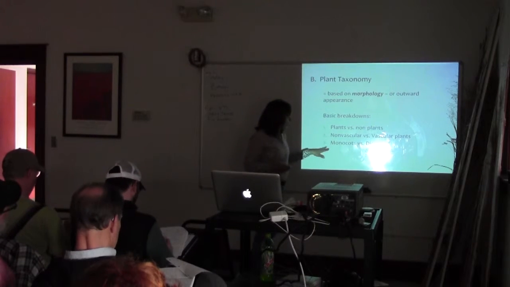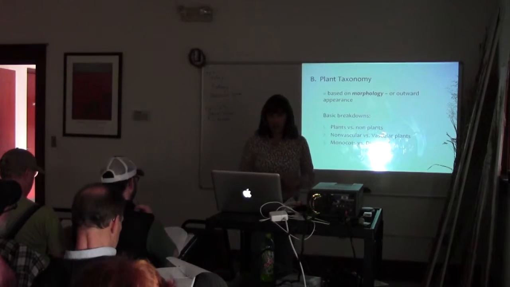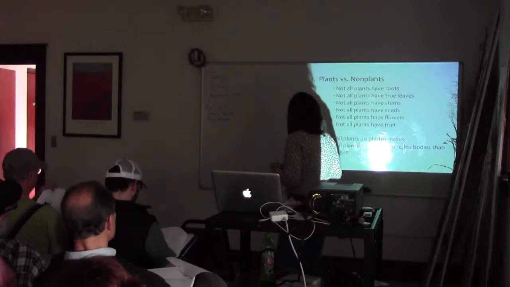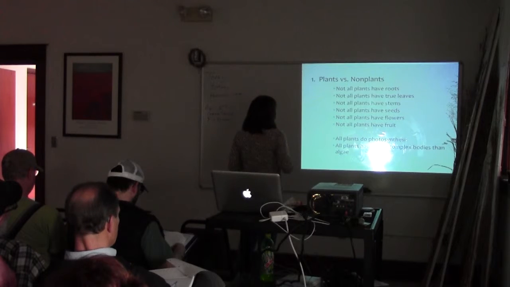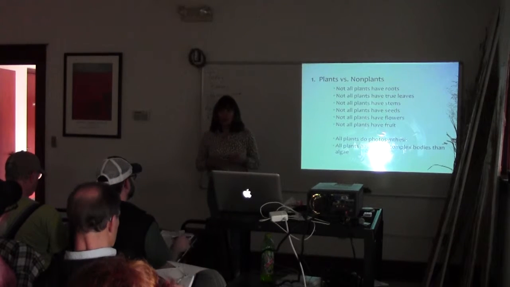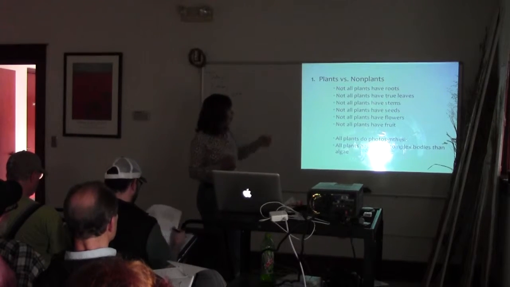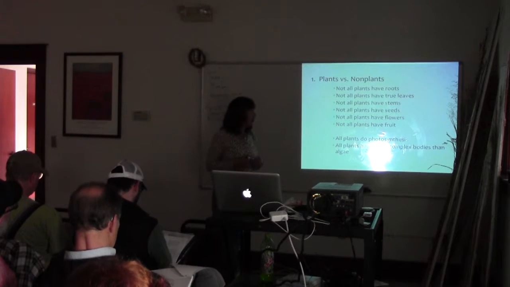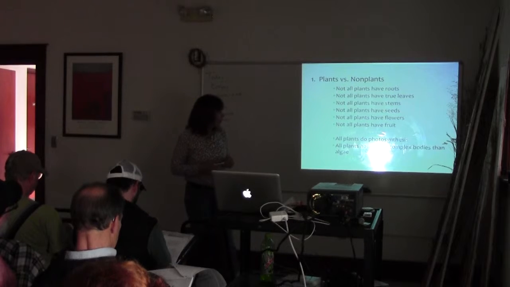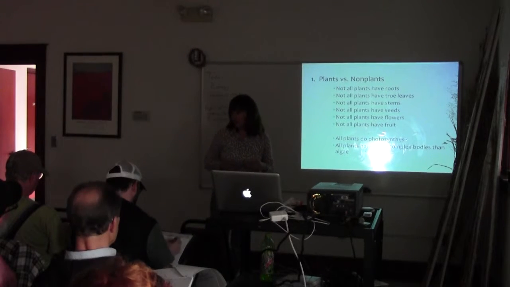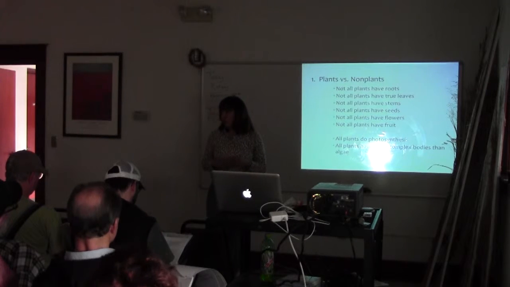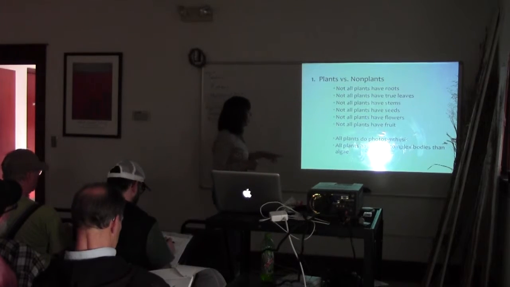So jumping in. The definition for a plant, without getting too technical, is challenging. What we can say is, not all plants have roots, not all plants have true leaves, not all plants have stems, not all plants have seeds, not all plants have flowers, not all plants have fruit. The obvious question would then be, what do plants have? Well, plants do photosynthesis, and plants are more complex than algae.